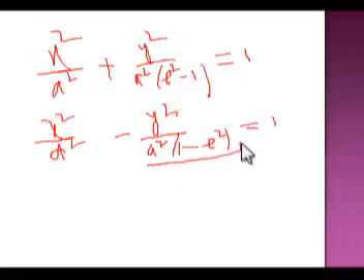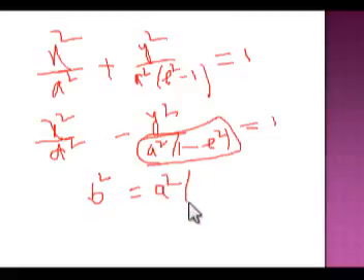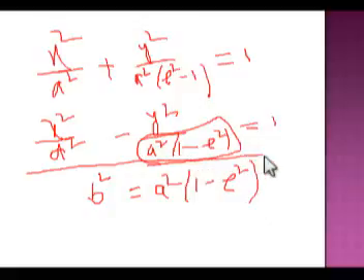will be equal to b square. I have already said that b square is related to a square with this relation, a square times 1 minus e square. So you can replace this b square by a square (1 minus e square). You will get the equation in terms of a and b, where a and b are the vertices.